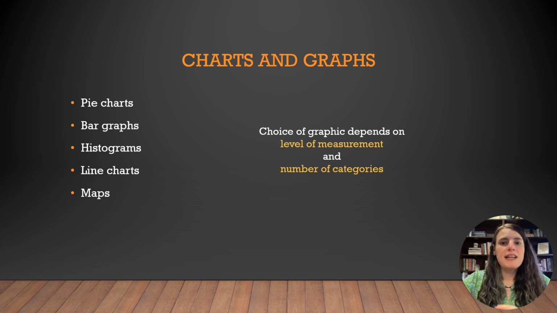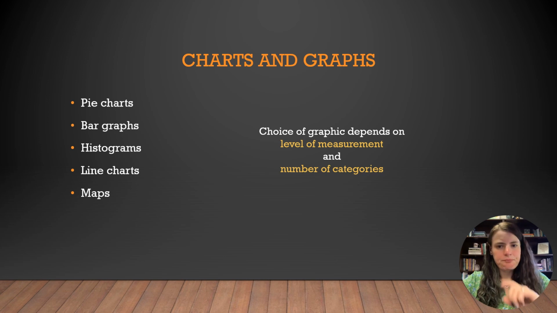Now, I'm not going to spend a lot of time on the specific types of charts and graphs because I think a lot of you are mostly familiar with them. But I am going to add in some research methods know-how to your graph building expertise. First off, we'll go over quick examples of the typical charts and graphs, starting with pie charts, then bar graphs, histograms, line charts, and maps. For the most part, you can select the type of graph based on your own personal preference.